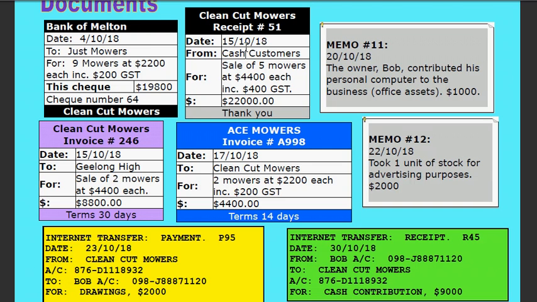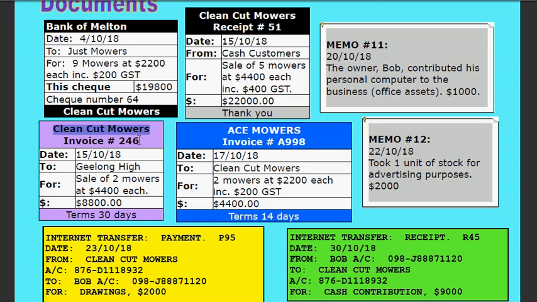This one on the right, the Clean Cut Mowers receipt number 51, is an example of a cash inflow, a cash receipt. The business in this case has sold stock to cash customers and received $22,000 for the sale of that stock. A memo is a miscellaneous type of transaction, and this one records the fact that the owner has contributed his personal computer to the business. That's a capital contribution, and that's evidenced by this particular document called a memo.